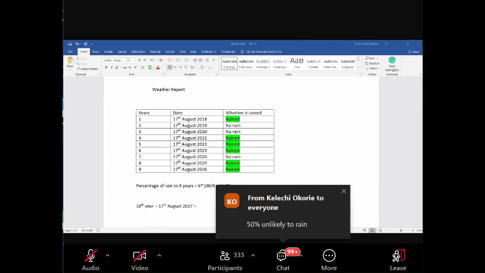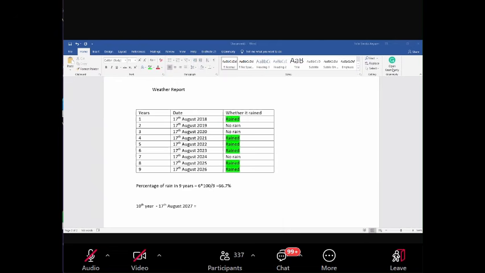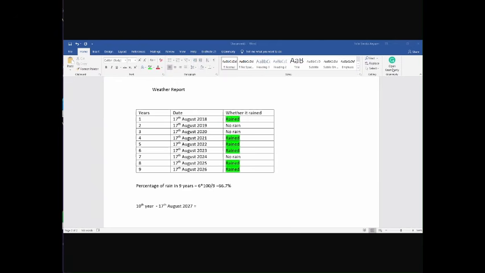How did he know that it will rain? Because the probability of raining over the past 20 years is high on this day. Sports predictors use similar machine learning algorithms. Exactly. Now you're getting the gist there.